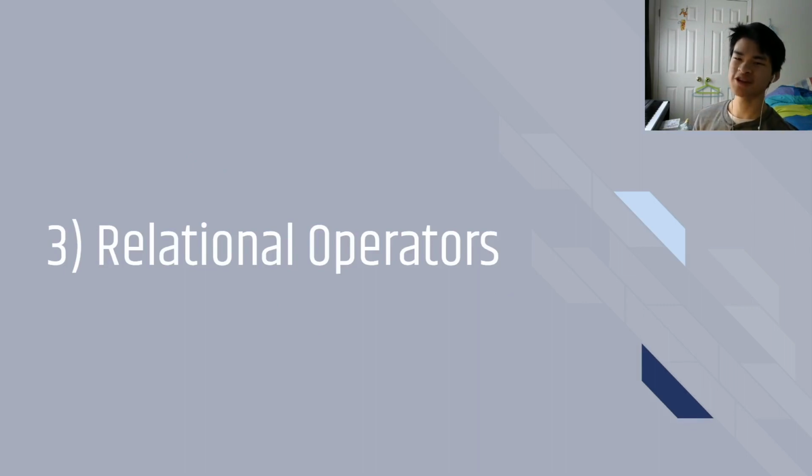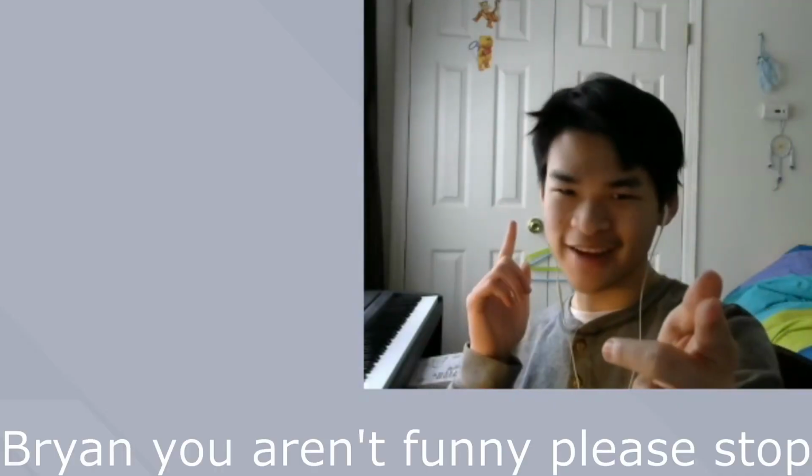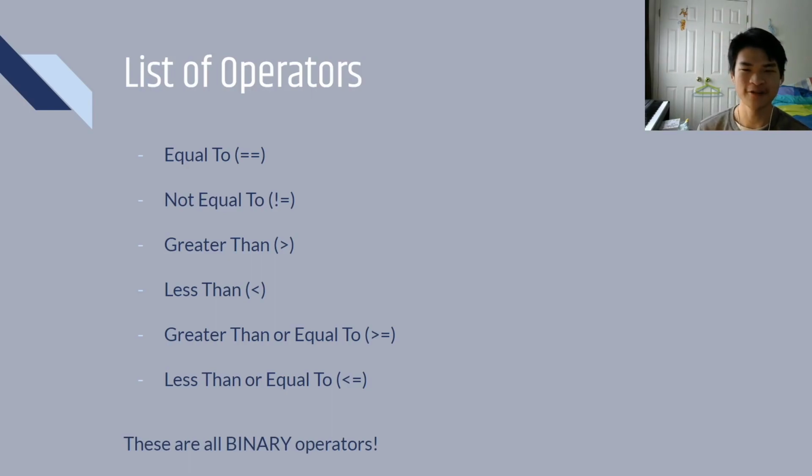Next, we have relational operators. Pretty relatable. Here's a list of relational operators that we'll be going over today: equal to, not equal to, greater than, less than, greater than or equal to, and less than or equal to. I'm pretty sure that you know what the last four operators are, and I'm also pretty sure that you can infer what the first two are, but we're going to be going over these in detail. These are all binary operators, meaning that they take in two operands.